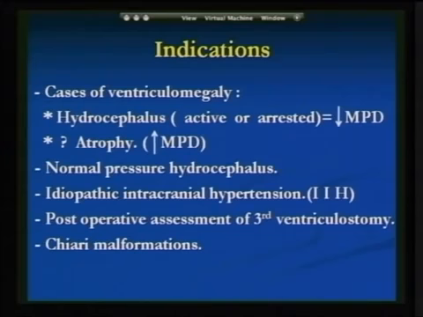Our second topic will be dynamic MRI CSF flow sequence as a problem-solving tool. What are the indications to perform this special sequence? Whenever you have a case of ventriculomegaly, whether it is hydrocephalus or atrophy, perhaps you will need this sequence. In cases where there is clinical suspicion of normal pressure hydrocephalus, cases of idiopathic intracranial hypertension, cases to assess post-operative third ventriculostomy performed by endoscopy, and lastly, in cases of Chiari malformation.